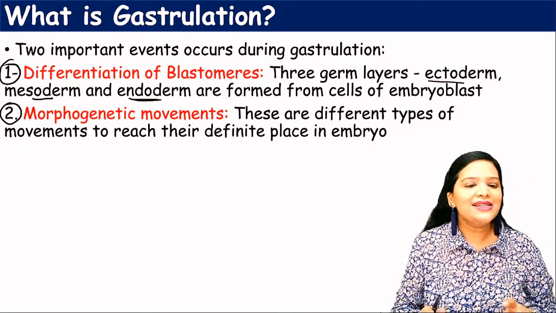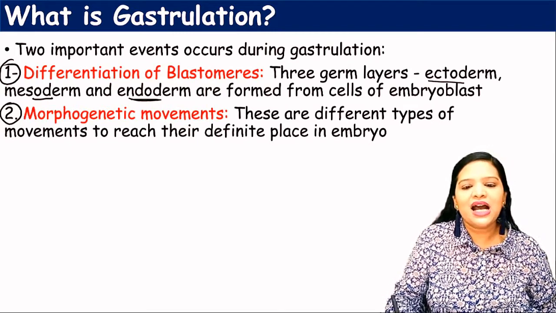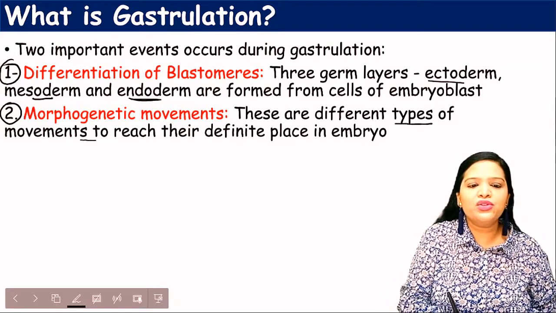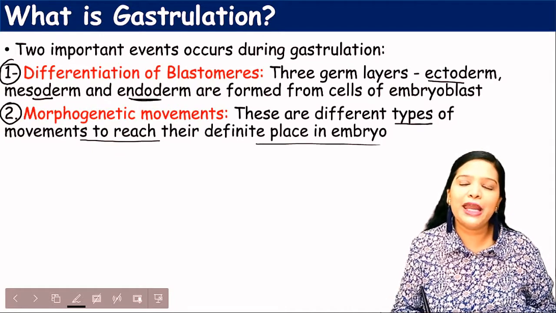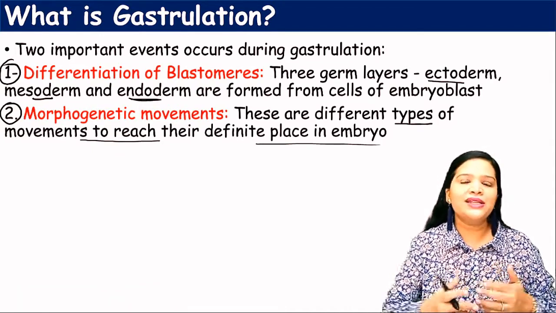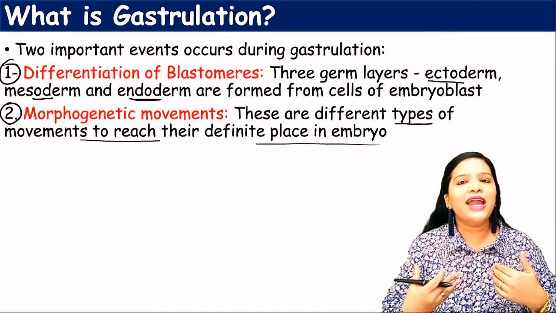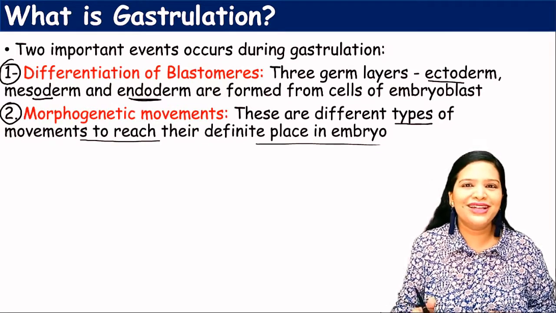Now the second step is morphogenetic movements. That means these are the different types of movements to reach their definite place in the embryo. The formed germ layers move to some definite position. From that position only, the embryo organs are going to develop.